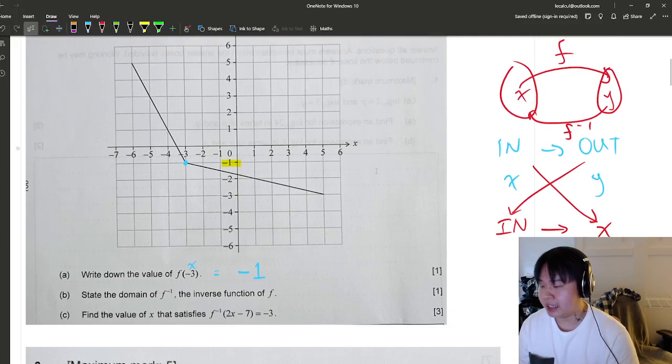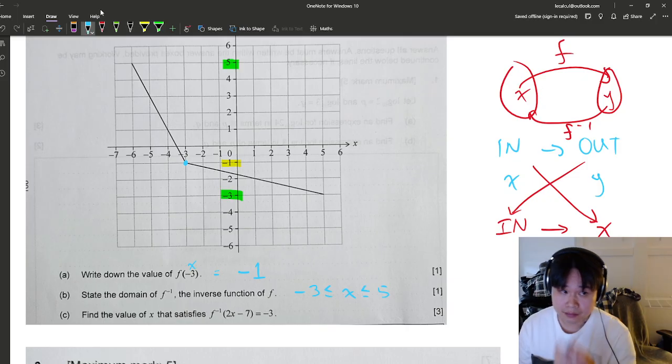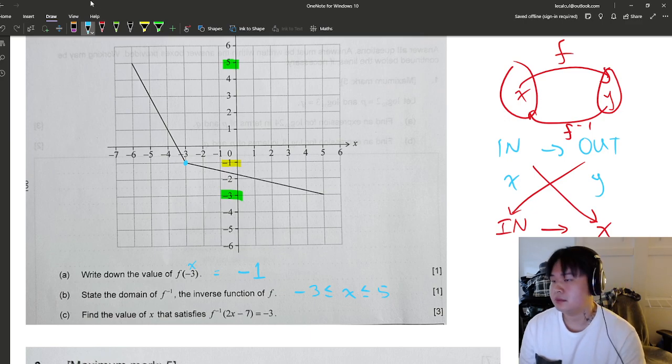Okay, so this should be the range of f, the original. Your range is from 5 to -3. So your domain is from -3 to 5. Right, this is the highest value for y, and then this is the lowest value of y, so that's your range. Your graph is all the values in between.